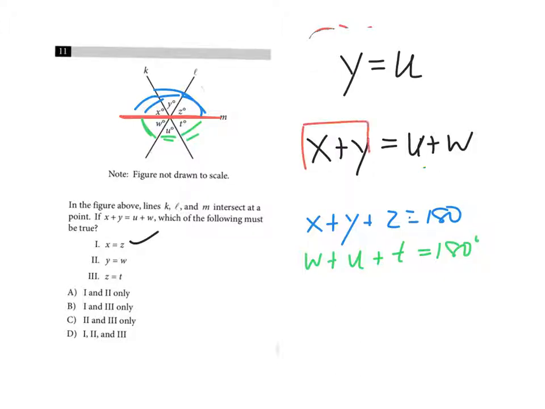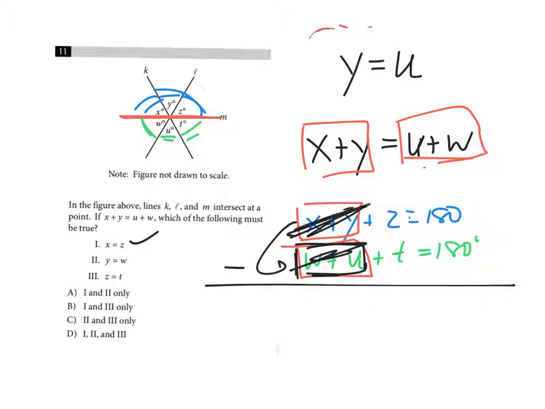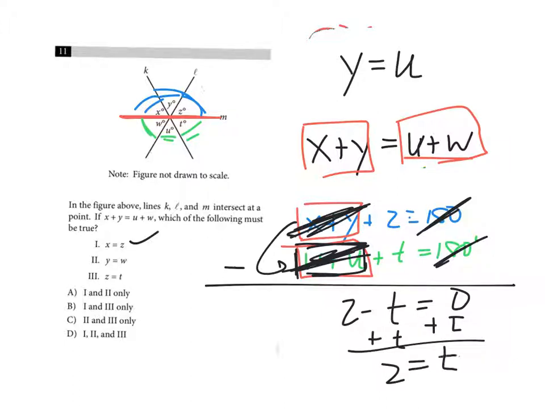Well, since I know that X plus Y is equal to U plus W, basically I can take out the U plus W and put in X plus Y. This and this have to be equal to each other. So I can simply subtract the equations, because these two will cancel. 180 minus 180 is 0. That would give me Z minus T. And then if I add T to both sides, I get Z is equal to T. That makes number 3 true.